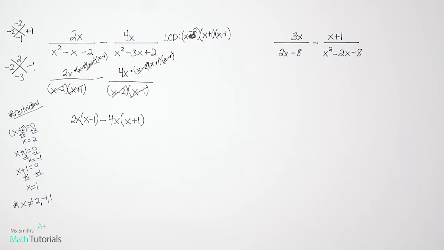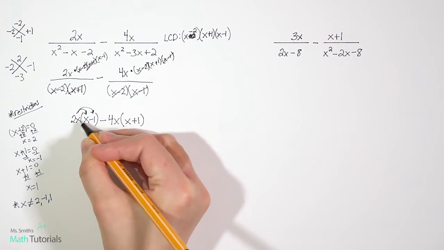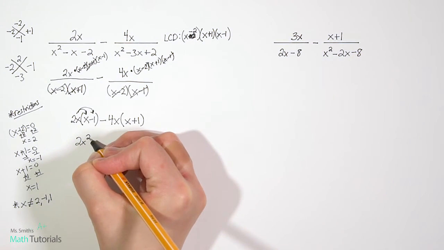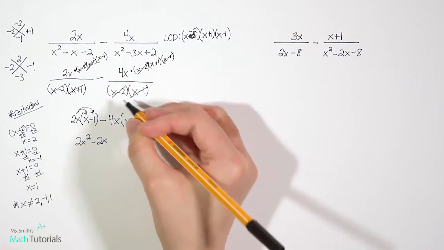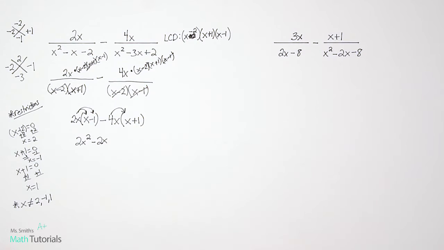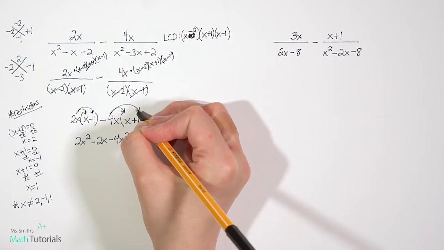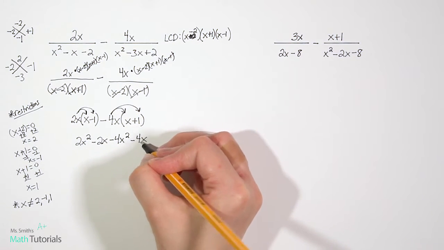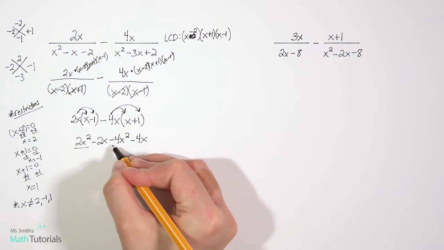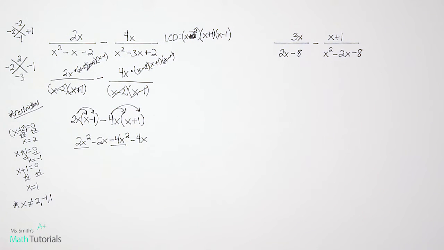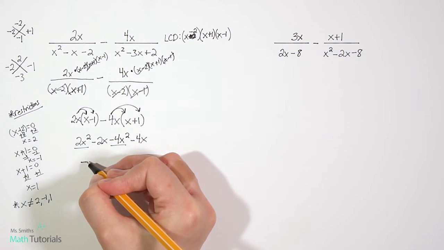Now we're all ready for step 6, simplify the expression. So let's distribute. 2x times x is 2x squared. 2x times negative 1 is negative 2x. Negative 4x times x is negative 4x squared. And negative 4x times 1 is a negative 4x. We want to combine any like terms. So I see an x squared here and an x squared there. 2 minus 4 would give me a negative 2x squared.